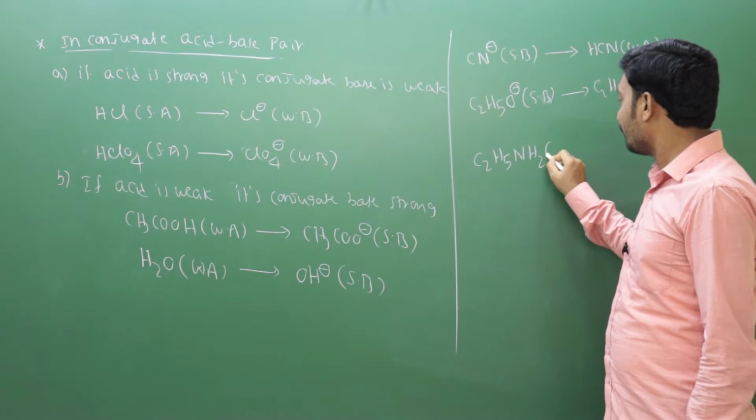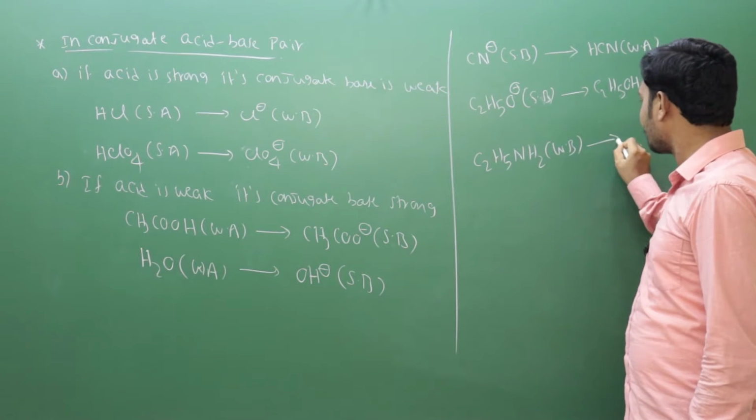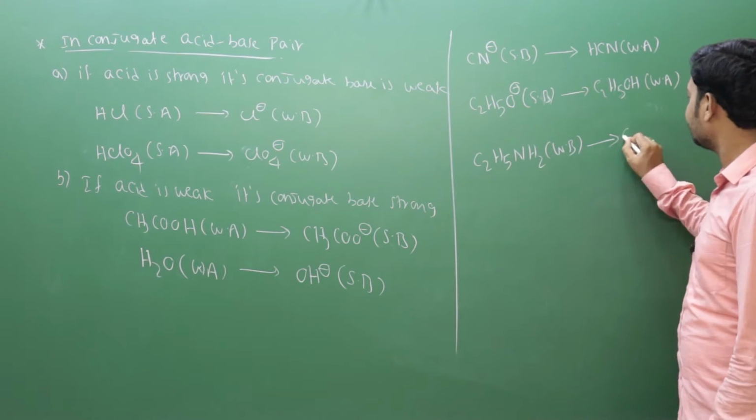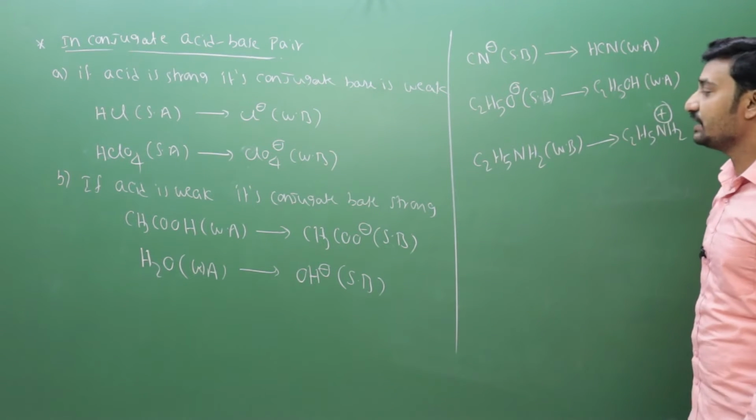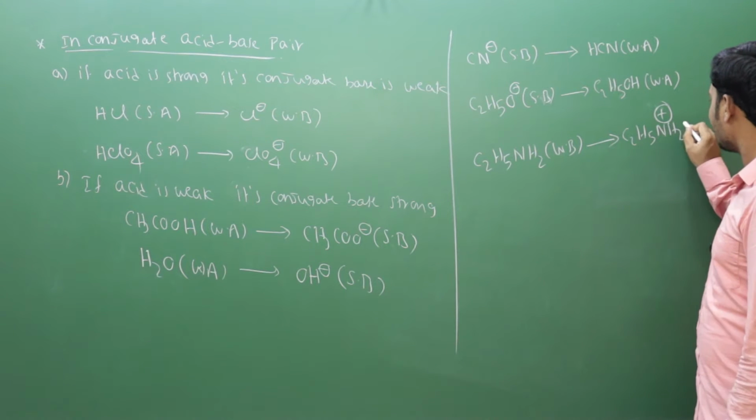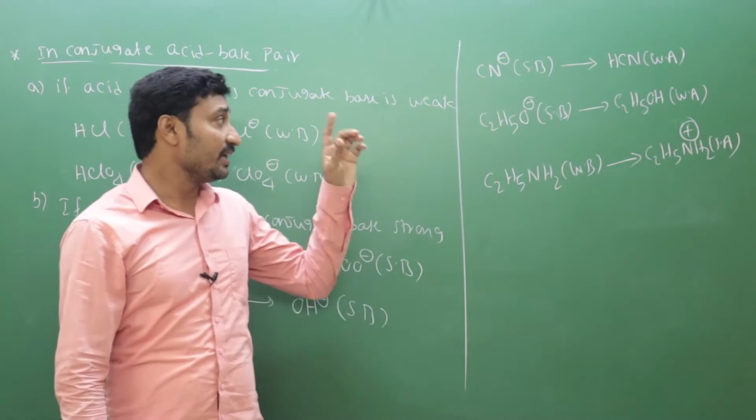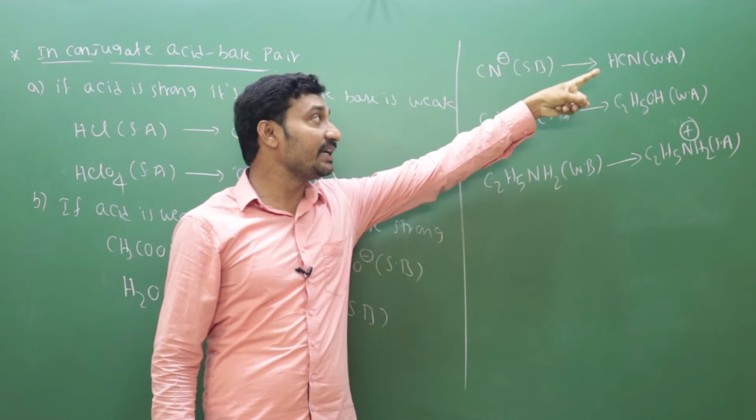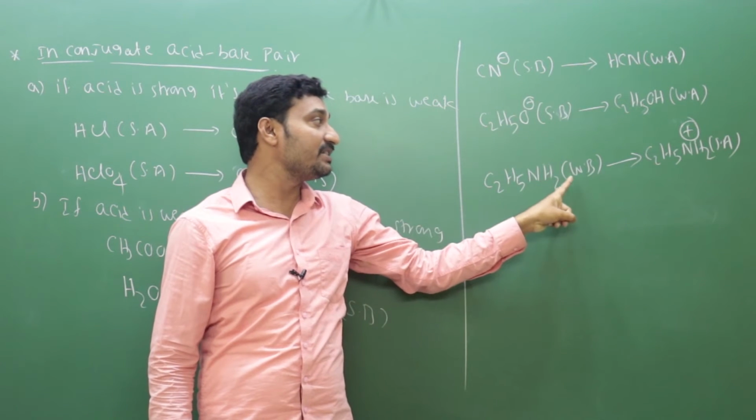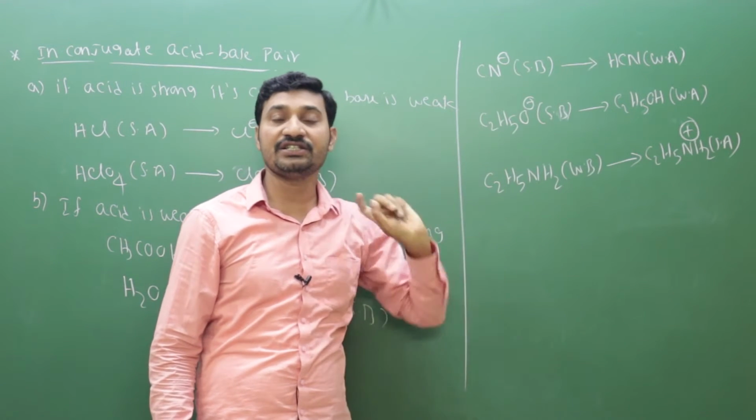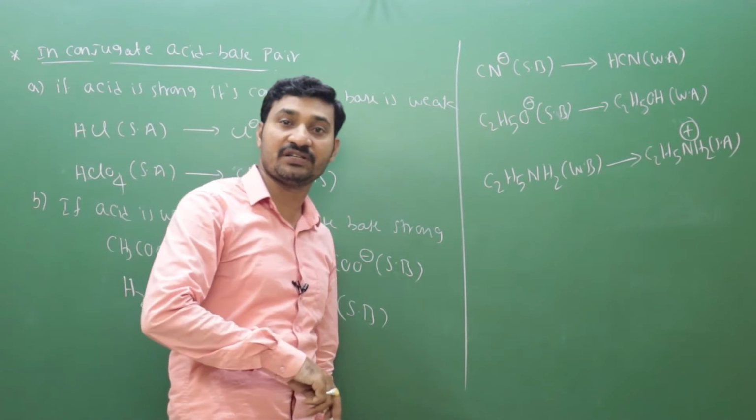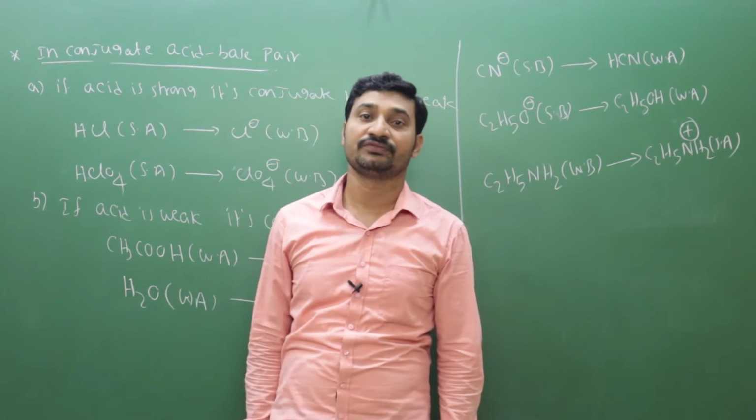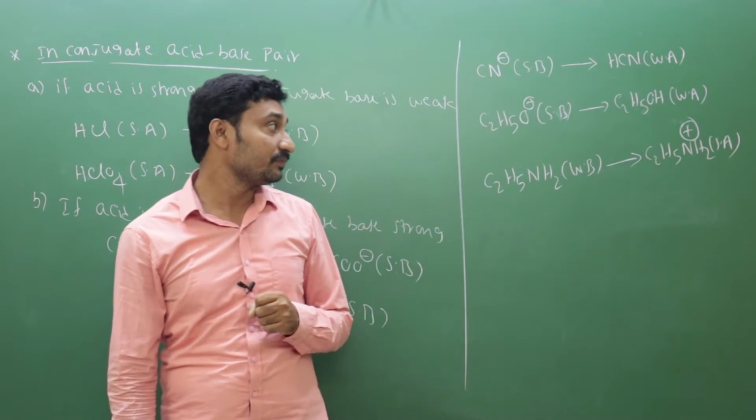Next, C2H5NH2, a weak base, and its conjugate acid C2H5NH3 plus, a strong acid. If the base is strong, its conjugate acid is weak. If the base is weak, its conjugate acid is strong. Got it? So in a conjugate acid base pair, if one is weak, the other one is strong.